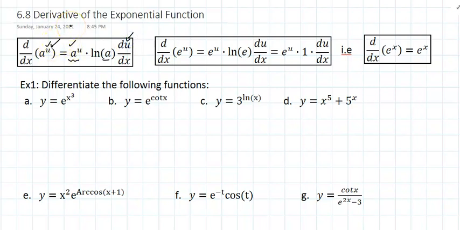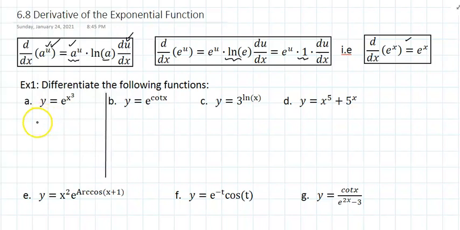So basically, the derivative of e to the x is e to the x because natural log of e is 1. But if the base is not e, then you're going to pick up a natural log of the base. So to start with, I'm looking at the first example, example A.